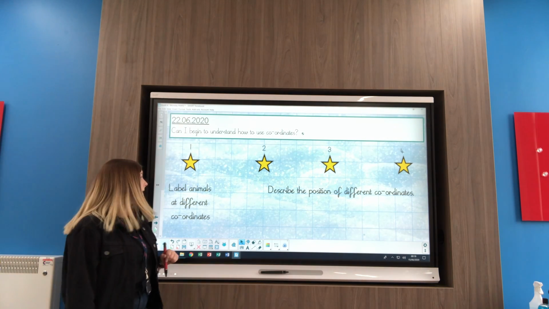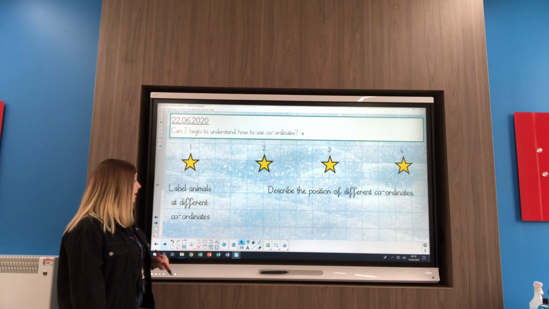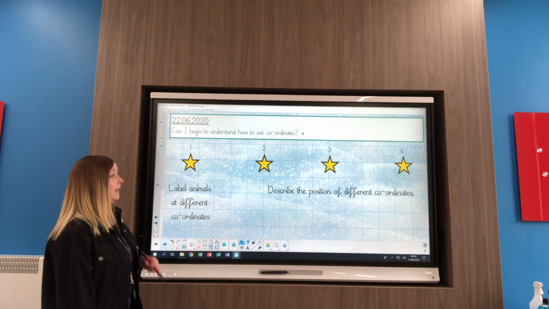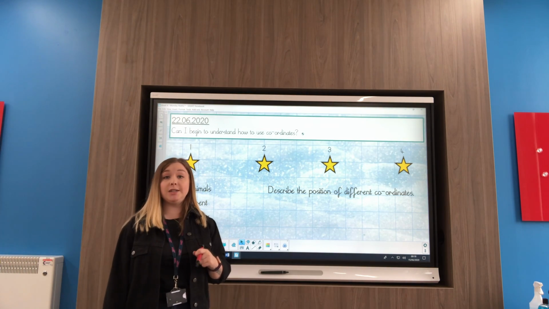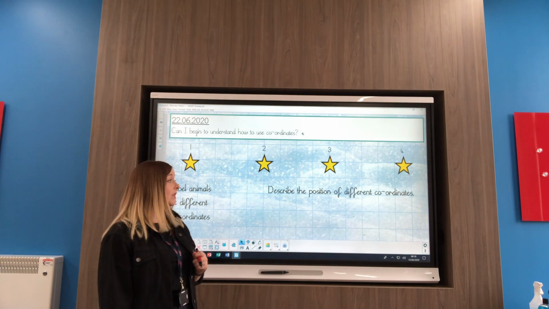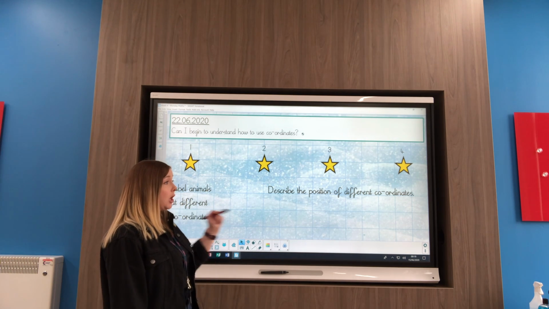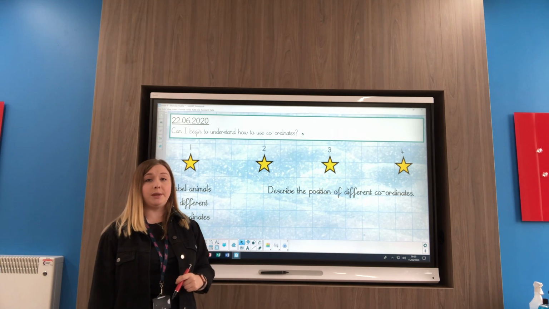Now for your learning today, if you're doing the 1-star activity, you've got to label animals that have been plotted at different coordinates on your grid. And if you are doing 2-star, 3-star or 4-star, you've got to describe the position of different coordinates. Remember that we go across first and then up, along the corridor and up the stairs.